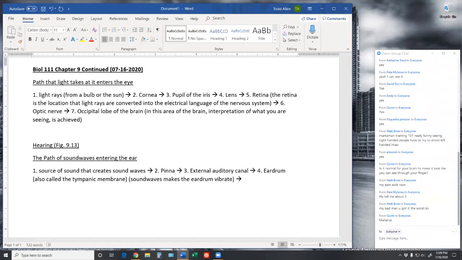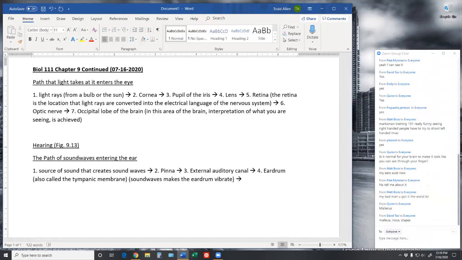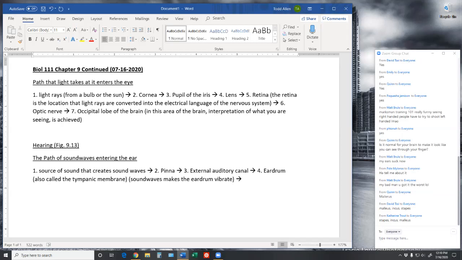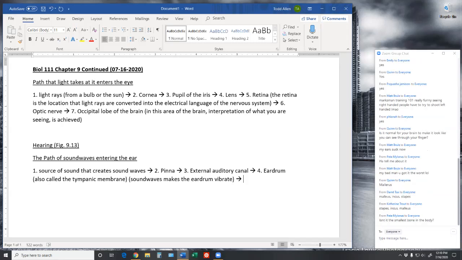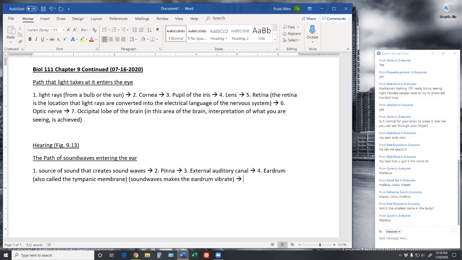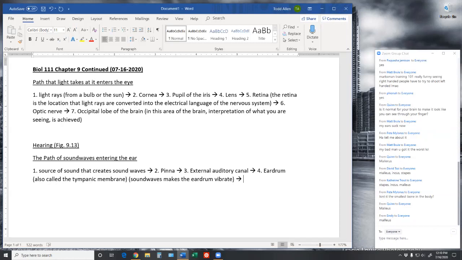Okay, malleus is one of them. Incus and stapes. Julia, nicely done. Thank you, folks. I know that you're looking at the right things. That's exactly correct. So deeper into the structure of the ear, to the right on the picture on page 171, there are 3 little bones. All right, folks, which of those bones is physically tethered to the eardrum? Pete, yes, these are the tiniest bones in your body. That's correct. Nicely done.